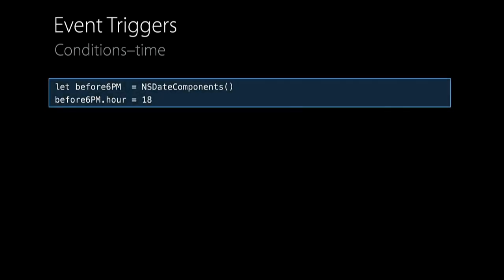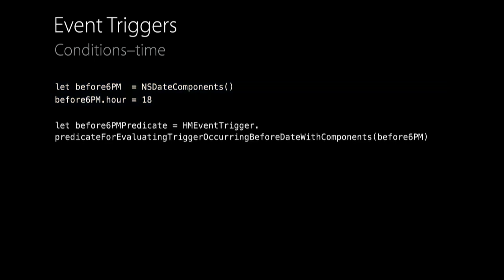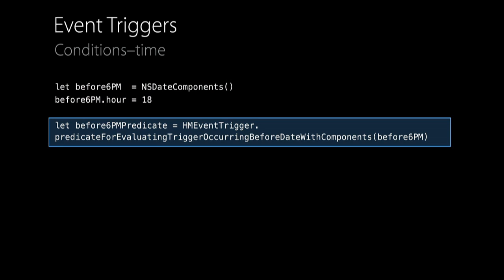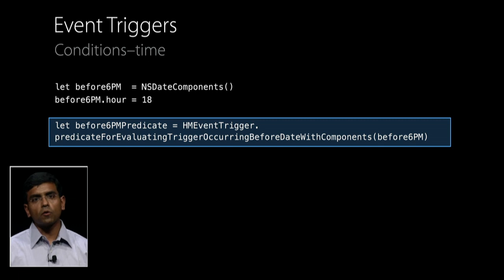Let's walk through an example of creating our condition for before 6 p.m. First, we create an NSDateComponents and set the hour property to 6 p.m. Next, we just use that NSDateComponents and pass it along to a convenience API, predicateForEvaluatingTriggerOccurringBeforeDateWithComponents. And that's going to give you an NSPredicate corresponding to before 6 p.m.